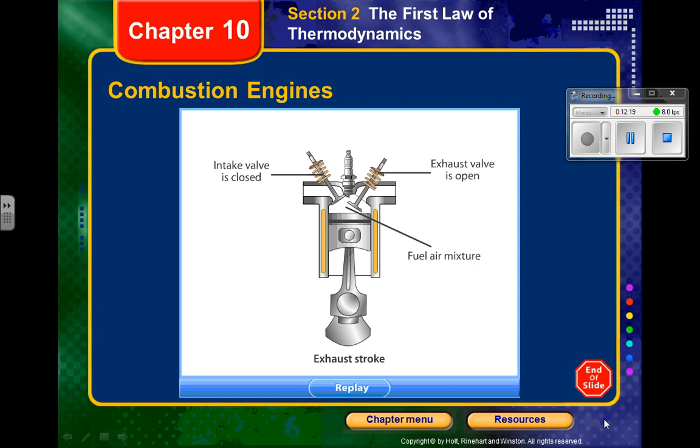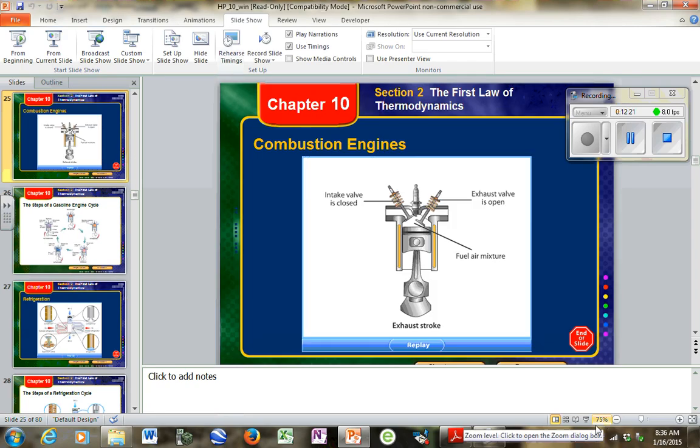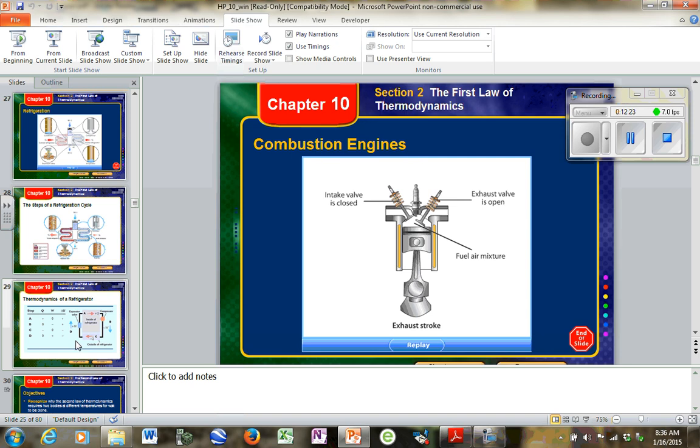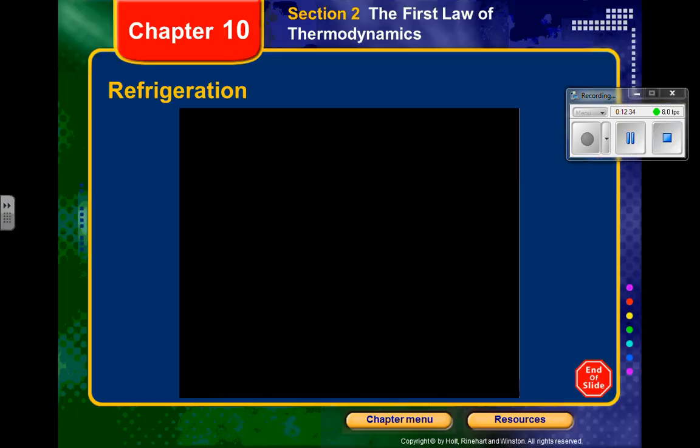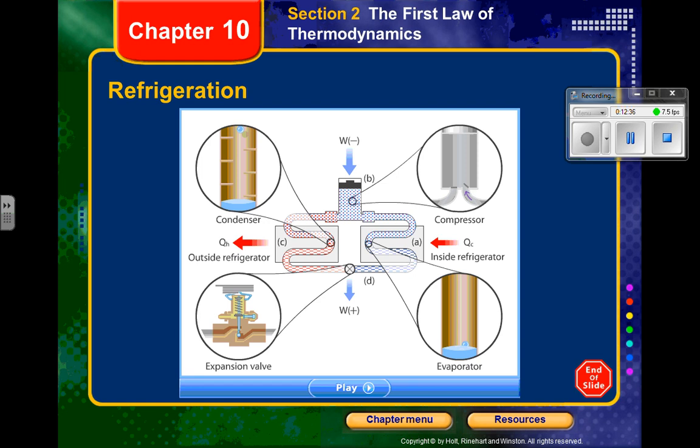And let's go to our other slide where you've got a refrigerator. How does a refrigerator work? I bet Butch would like to know about this, right? Him and his relationship. Alright, here we go.